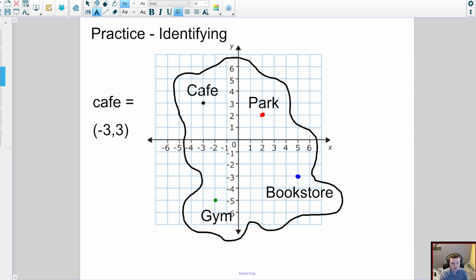Okay, so the park, we're going to go 2 across to the right and up 2. So park is (2, 2). And you see how I'm always writing them in brackets. Make sure you always show your coordinates like this.